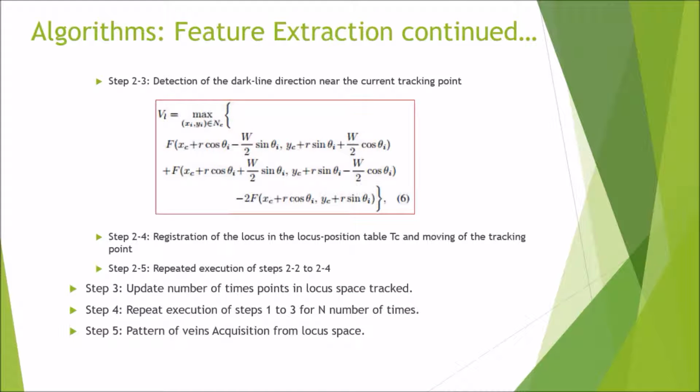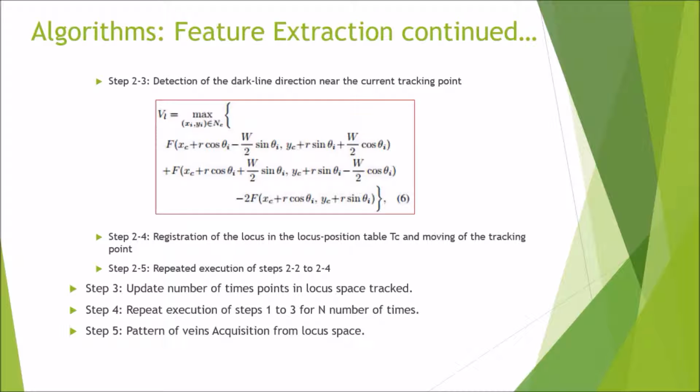Detection of the dark line direction near the current tracking point. To determine the pixel to which the current tracking point XC, YC should move, the following equation, referred to as the line evaluation function, is calculated. This reflects the depth of the valleys in the cross-sectional profiles around the current tracking point.